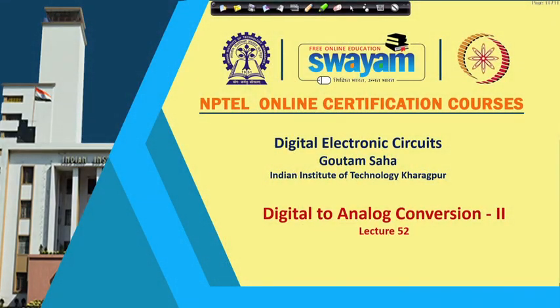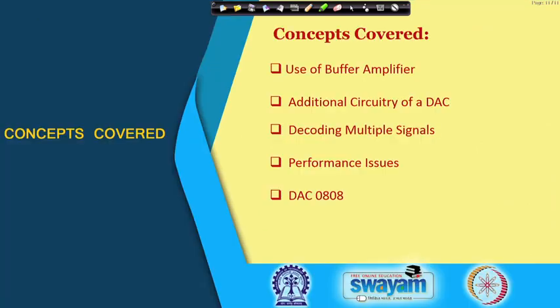Hello everybody. In the last class, we got introduced to digital to analog conversion and we discussed weighted resistor based DAC and binary ladder based DAC. In this class, we shall look at some other important aspects of a digital to analog converter circuit. In this, we shall see why we need to use a buffer amplifier and what sort of buffer amplifier we use for a DAC circuit.